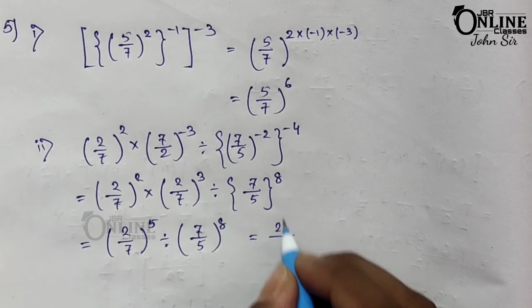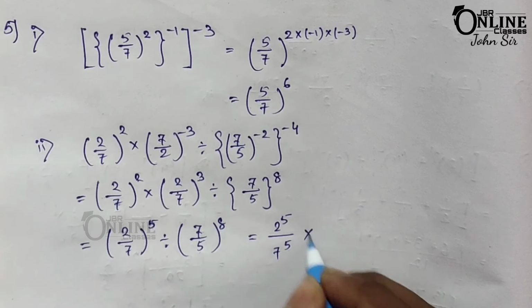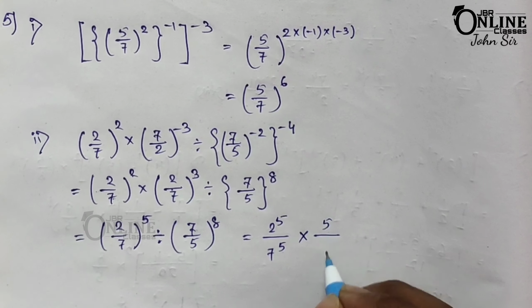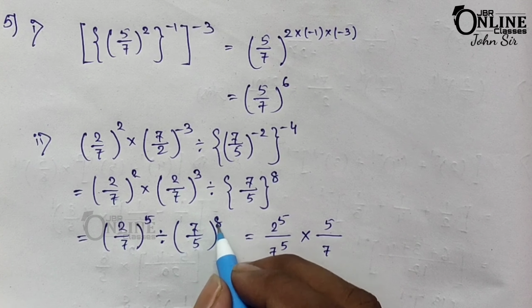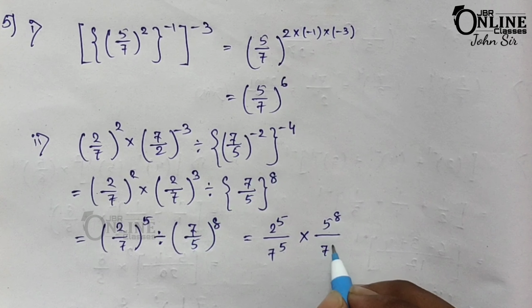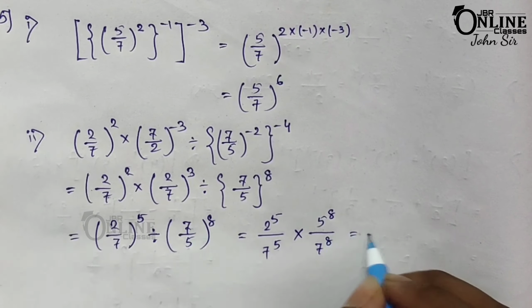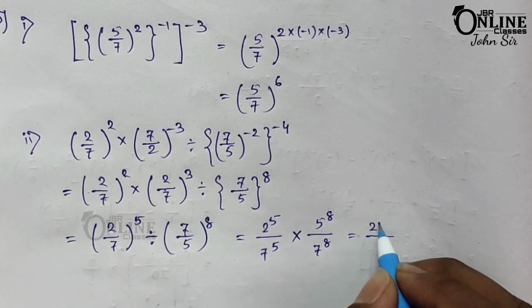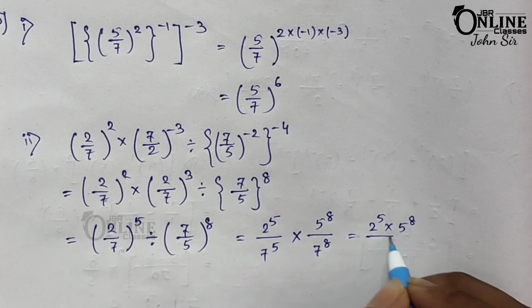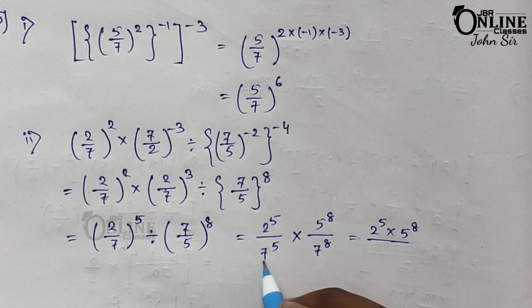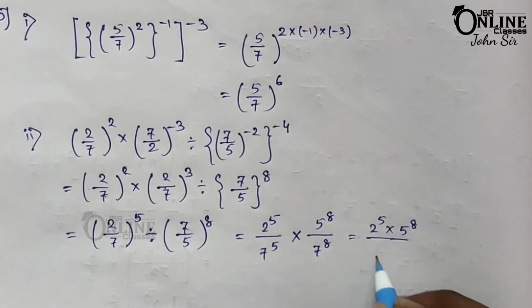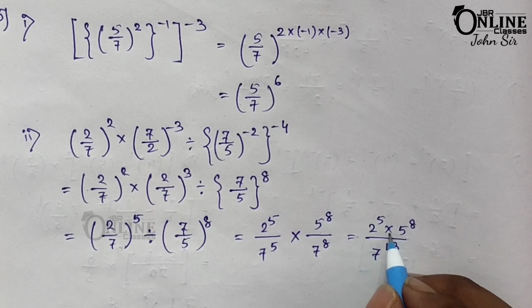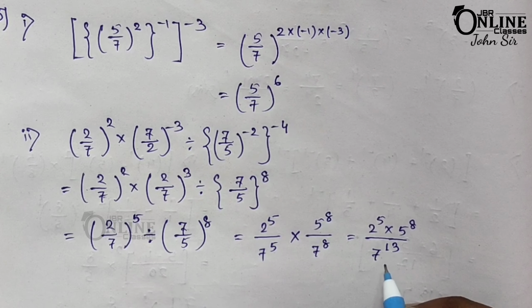Okay, so finally here 2 to the power 5, then 7 to the power 5, and here if you put multiply sign here, then it will be 5 to the power 7, and as here the power is 8, so 5 to the power 8, and here also 7 to the power 8. So finally here 2 to the power 5 into 5 to the power 8, and as here both 7 is the base, so power will be added. So here 7 to the power 8 plus 5, that means 13. So the final answer is 2 to the power 5 into 5 to the power 8 by 7 to the power 13.